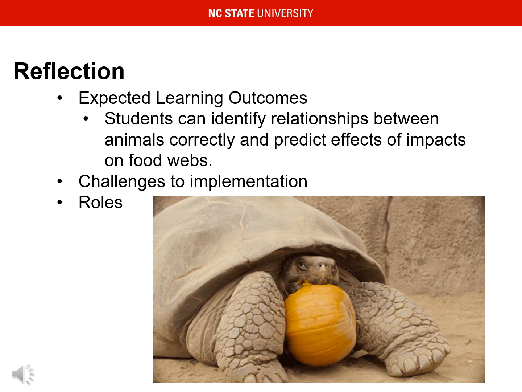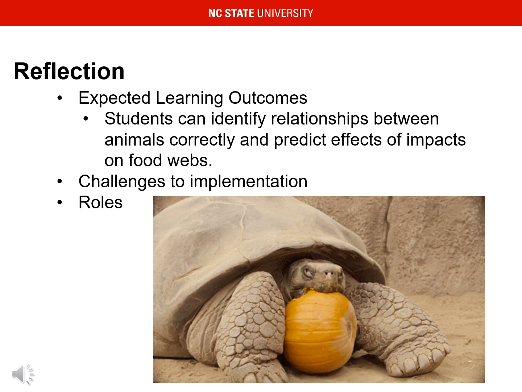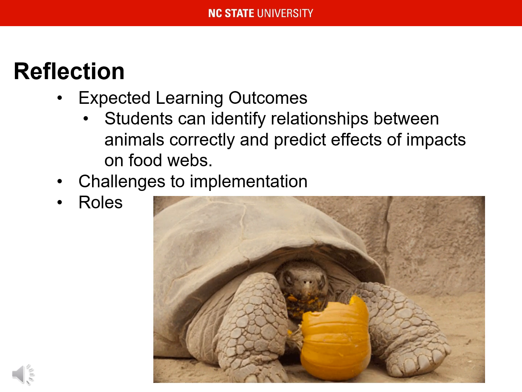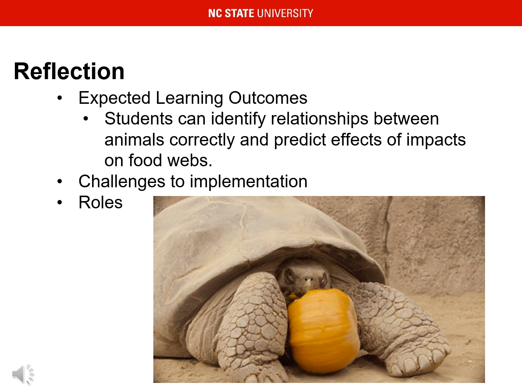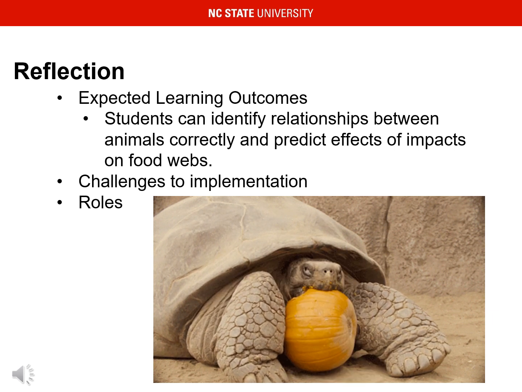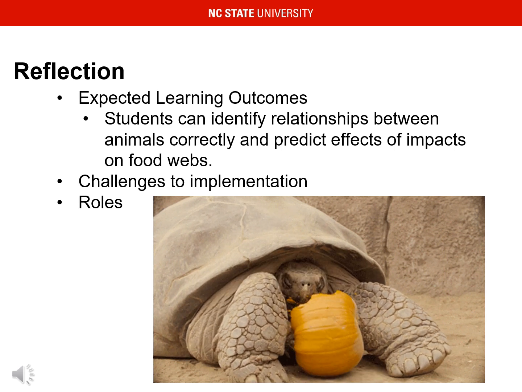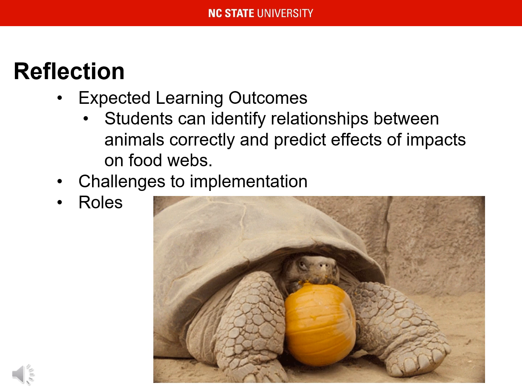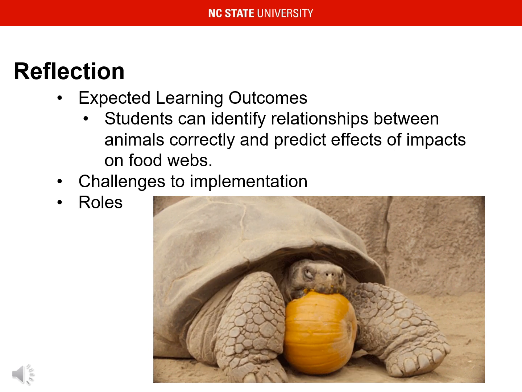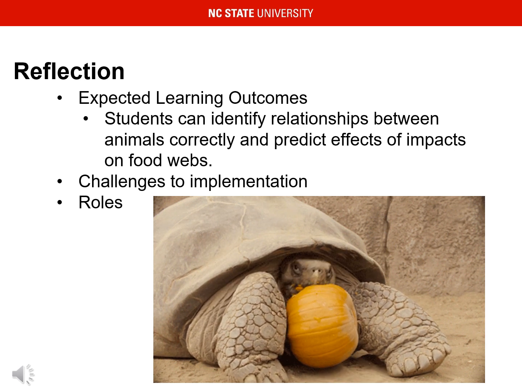By the end, students should be able to identify different trophic levels like primary consumer, decomposer, predator, etc. And they should be able to predict the effects of impacts on one population in a food web. For example, if one population decreases, its prey might increase, and its respective predator might change as well. So being able to predict and justify those kinds of effects.